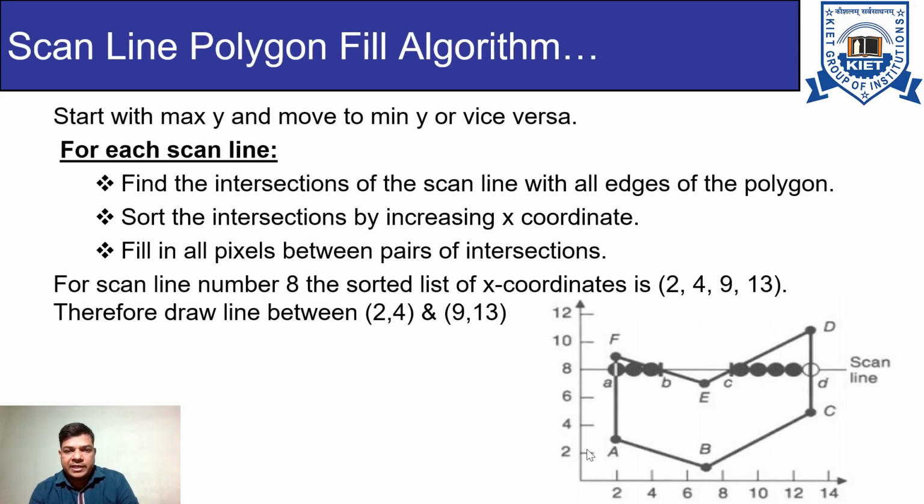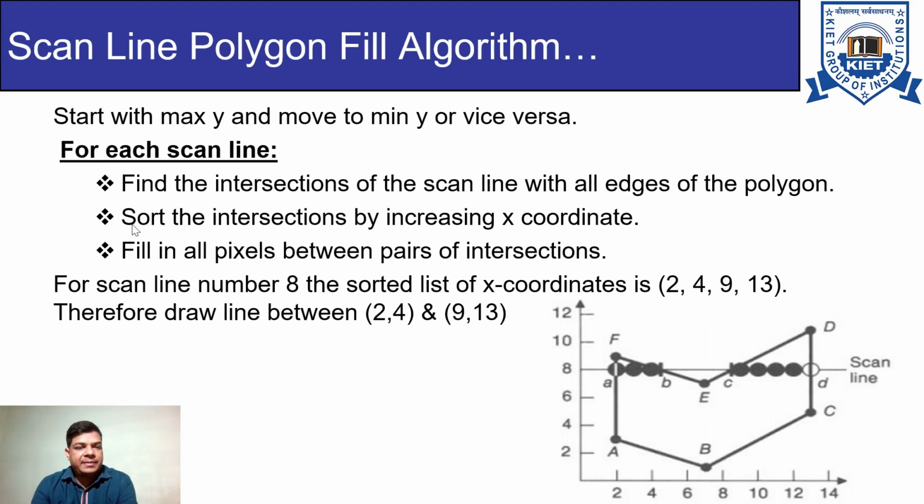Now here is another example. The scanline moves from top to bottom, so we start from y equals maximum to y equals minimum. So start with max y and move to min y, or we can also do it vice versa. For each scanline, find the intersections of the scanline with all edges of the polygon. Here you can see the intersection points at x equals 2, x equals 4, x equals 9, and x equals 13.